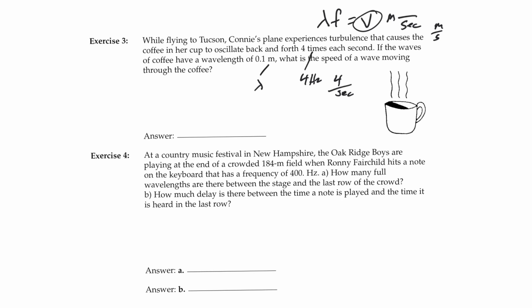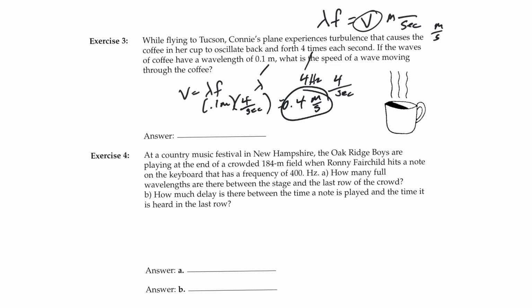So when you put this together, they're asking for the speed, which is velocity, so V equals lambda F. The speed we don't know, lambda we know as 0.1 meters, and the hertz, or 4 times per second, is 4 over seconds, or 4 times seconds to the -1, and that will give you 0.4 meters per second. That's your answer to the first one.